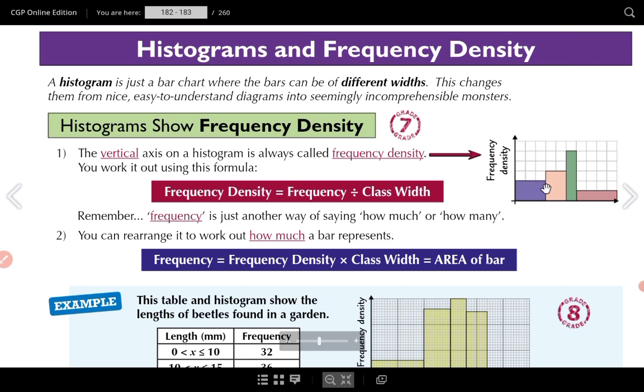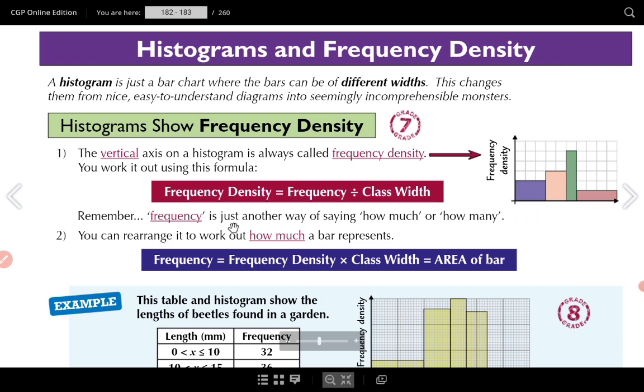You can see this one is longer on the sides, this one is really thin but longer. So this changes them from nice, easy to understand diagrams into simply incomplete. Okay, so histograms show frequency density. The axis on the histogram is called the frequency density. So this axis here gives us the frequency density, and here is where you have your classes.